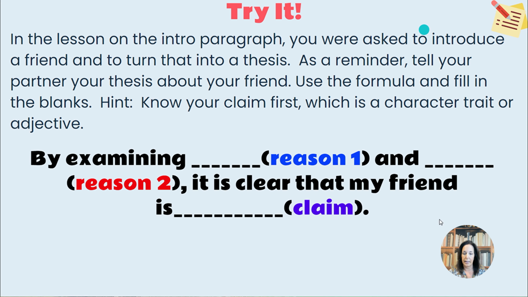All right, so now you're going to try it. If you remember, when we did the lesson on the intro paragraph, you were asked to introduce a friend and to turn that into a thesis. As a reminder, you're going to turn and talk and tell your partner your thesis about your friend. Use the formula and fill in the blanks.